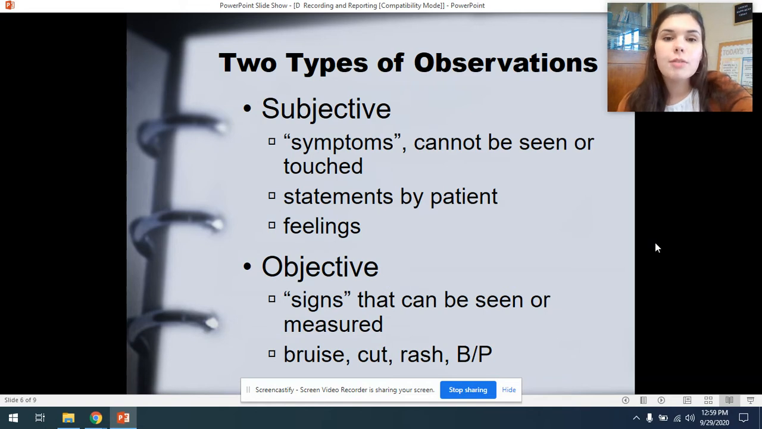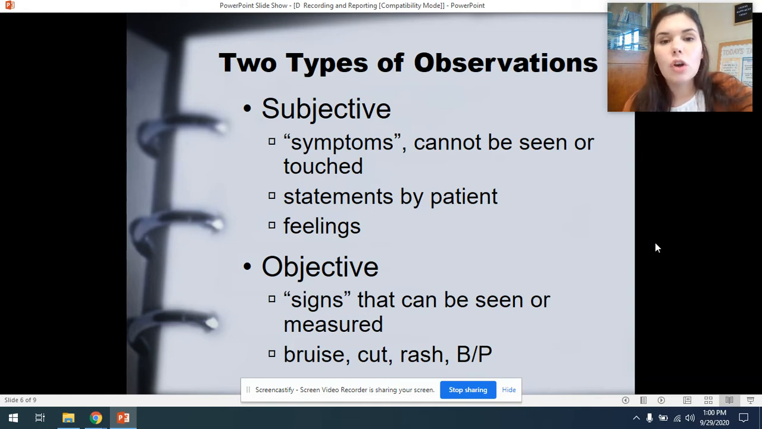There are two different types of observations. There are subjective versus objective, and you're going to be doing an assignment today where you determine the difference between these two. Subjective are what we refer to as symptoms, and these are things that we cannot see or touch. These are statements typically that patients come in and tell us, and they're typically feelings. So I have a headache, I feel nauseous, I don't feel good, I feel dizzy. These are all subjective symptoms.